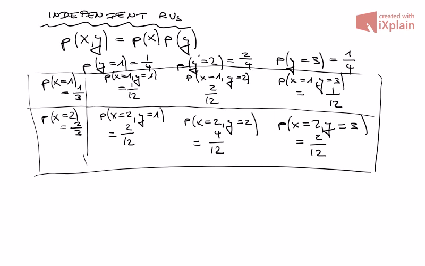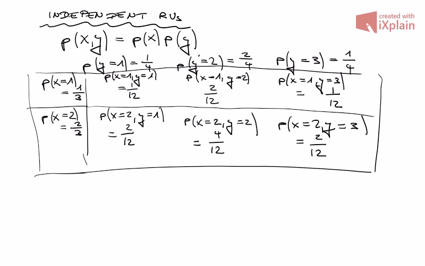Y equals 2, it's 4 over 12 versus 2 over 12, it's twice as large. And the same thing for the last one. If we look at the probability distribution over y, that was in the marginal, it was 1 over 4, 2 over 4, and 1 over 4. And irrespective of what happens with x, somehow the middle value is double the values on each side.